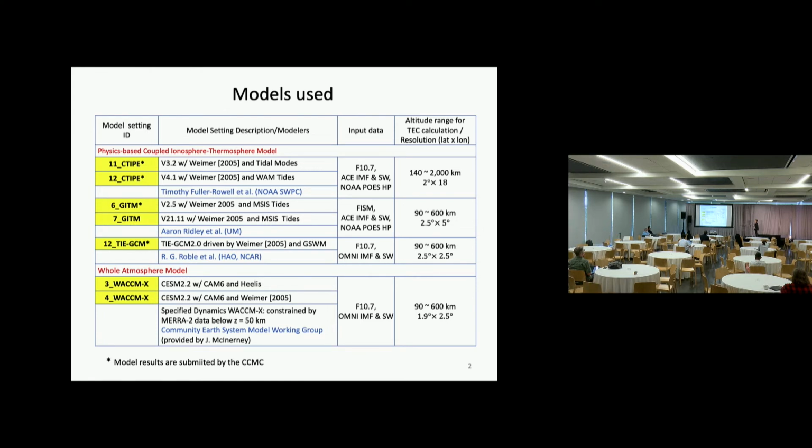We also use TIEGCM to compare with two simulations of WACCM-X, because TIEGCM is implemented in WACCM-X. The two simulations from WACCM-X are one with Heelis and the other with Weimer. Joe provided these simulations. As you can see here, there is a difference in altitude range for the TEC calculation. Only CTIPe includes the plasmasphere and the other models don't.